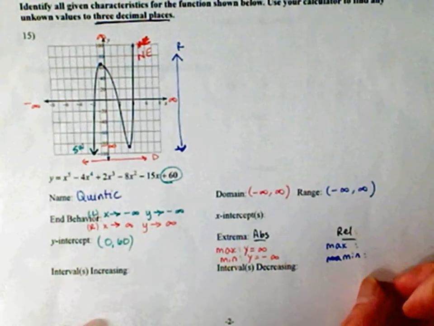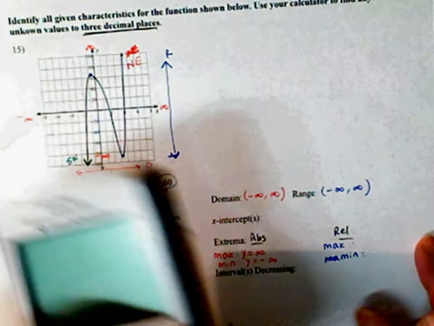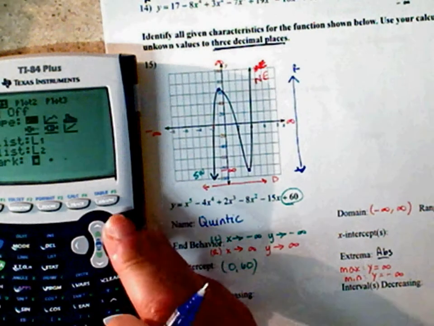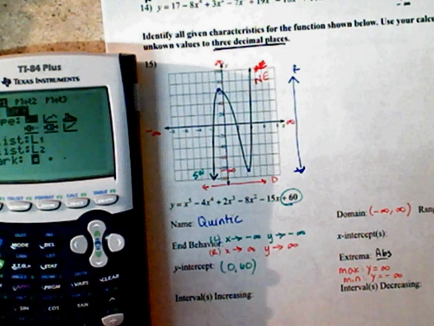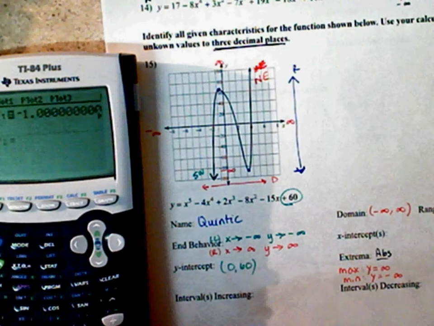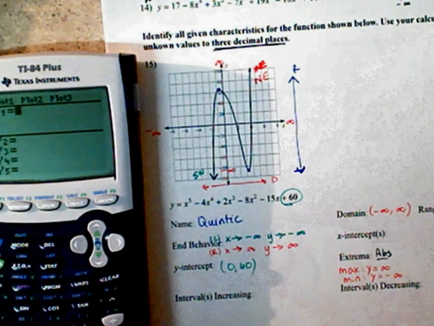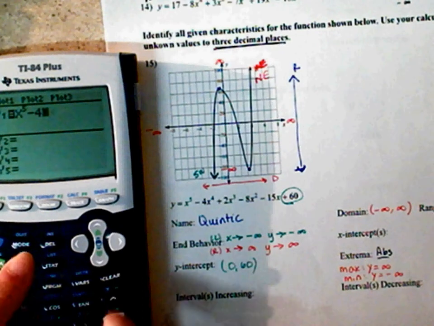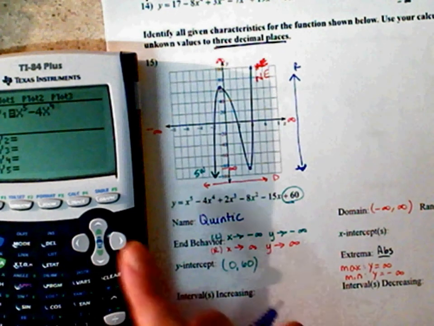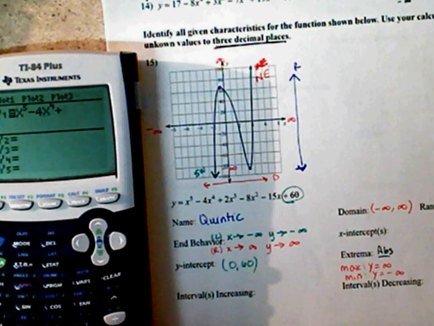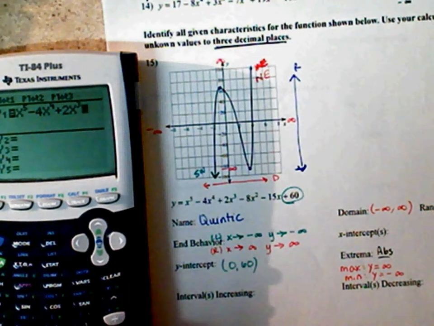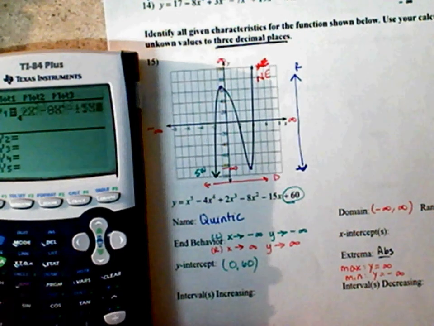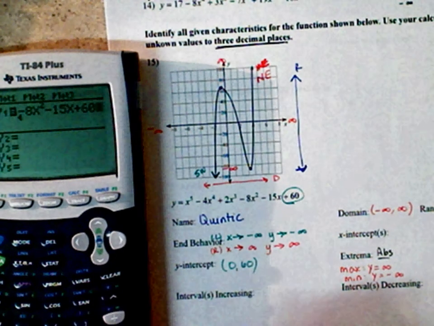You will need a calculator, okay? All right, here we go. I'm going to turn off my stat plot because I don't need it anymore and I don't want that data to go in there. So, Y equals, clear, type this in. X raised to the fifth, right arrow, minus 4x raised to the fourth, right arrow, plus 2x raised to the third, right arrow, minus 8x squared, minus 15x, plus 60. Okay, there you go. All right, I'm going to hit graph.